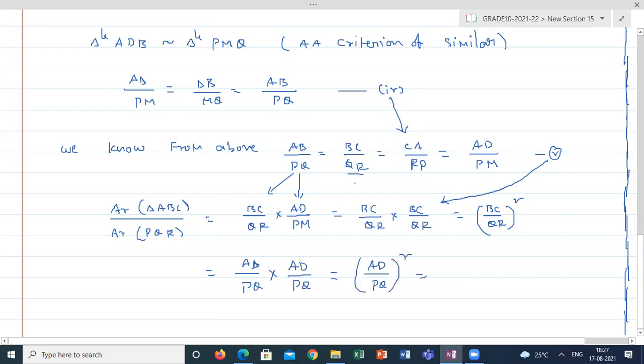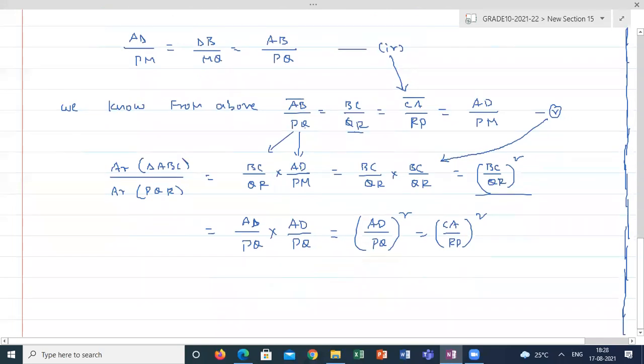That is equal to AD by PQ whole square. What is the value of AD by PQ? It can be BC by QR, it can be AC by PR or CA by RP, CA by RP whole square. So one ratio is enough to prove, because BC by QR is replaced by AB by PQ, or BC by QR can be replaced with CA by RP.